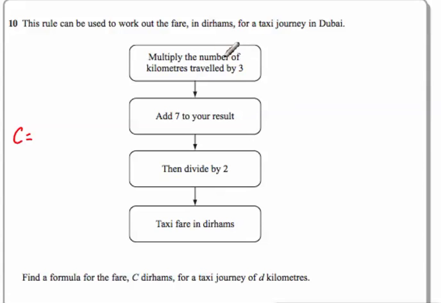Okay, multiply the number of kilometres travelled by 3. Well, that's D kilometres times 3, so that's just 3D. Okay, add 7 to your result, then divide by 2. Done.